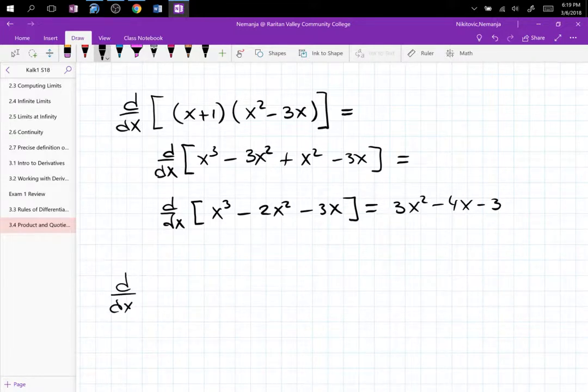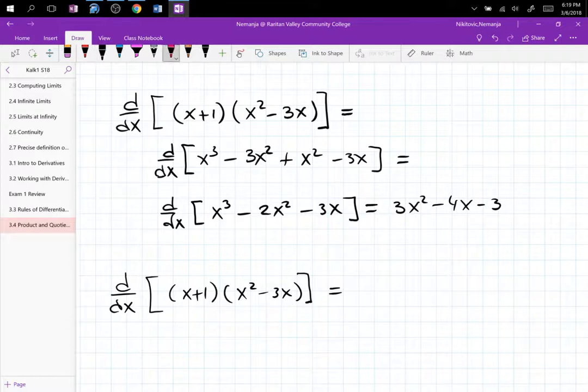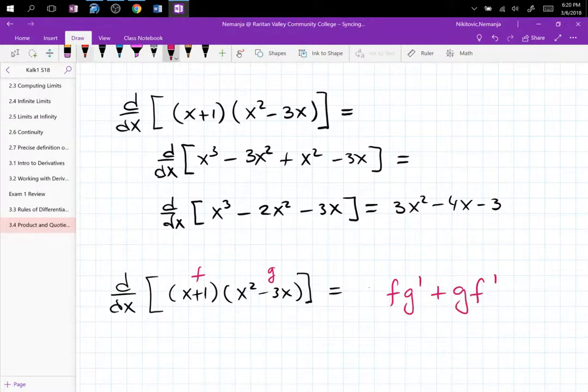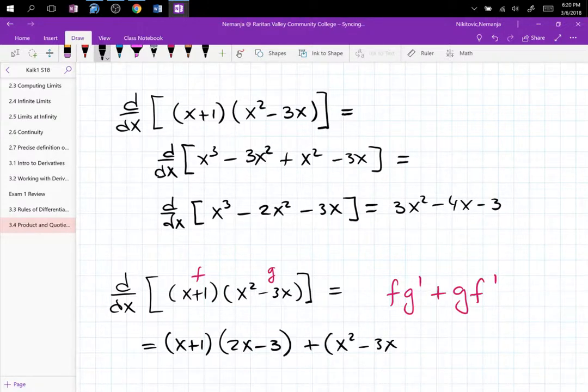So what is d/dx of x plus 1 times x squared minus 3x using the product rule? Well, this is u, this is v, or let's use f and g, it's easier maybe. It says copy the first, derivative of the second, plus copy the second, derivative of the first. Let's do it. Copy the first, x plus 1, derivative of the second, 2x minus 3, plus copy the second, x squared minus 3x, times derivative of the first, which is just 1, because derivative of x is 1, derivative of plus 1 is 0.